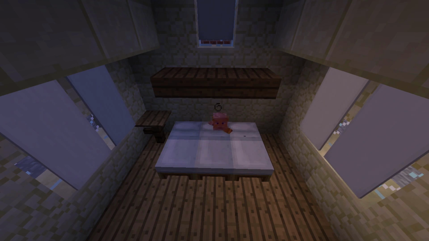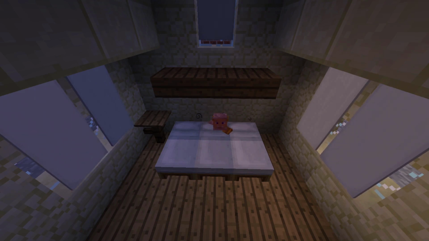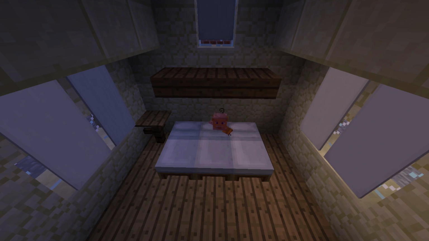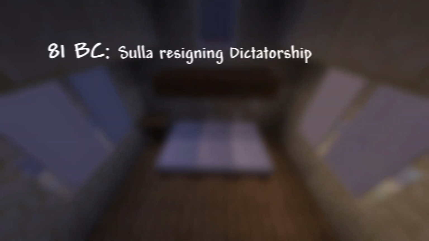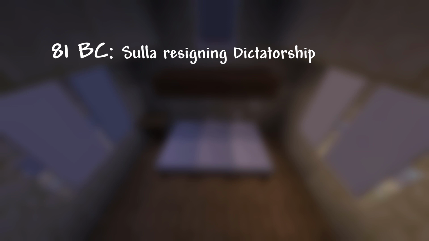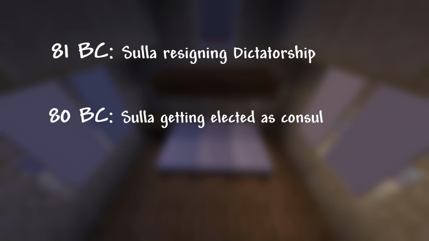However, Marius passed away a few days into his 7th consulship, allowing Sulla to reclaim control of Rome and make himself dictator. This went against Rome's policy of not giving one individual ultimate power. At the end of 81 BC, he resigned his dictatorship, but later got elected as a consul for the year 80 BC. After his consulship ended, he retired and died of old age in 78 BC.